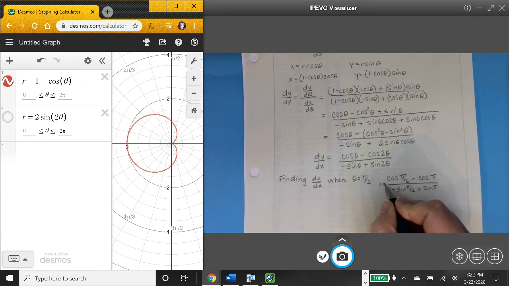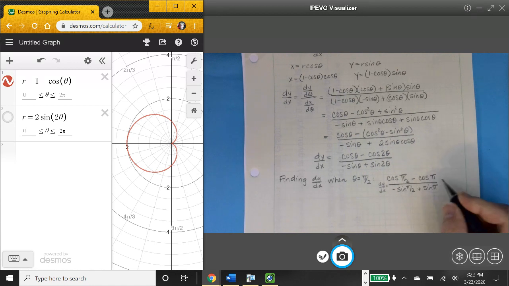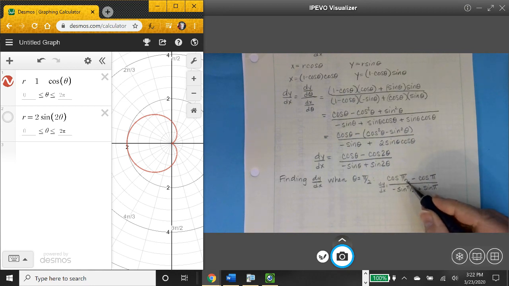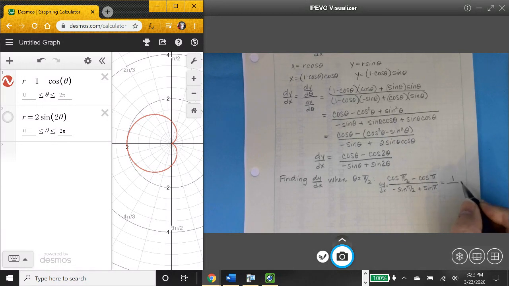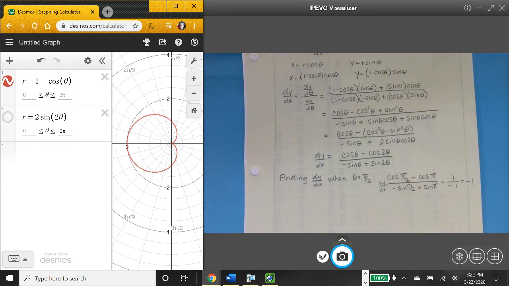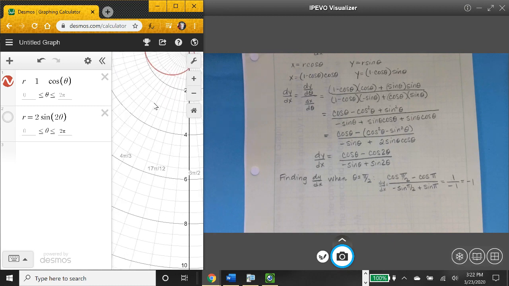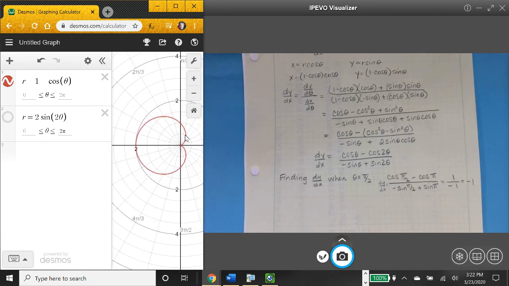Okay, this would be dy dx equals, all right, and the cosine of pi over 2, thankfully, is 0. And then this turns out to be 1 here over, the sine of pi over 2 is 1, so this is negative 1 because the sine of pi is 0. So the slope is negative 1. Well, it looks like the slope of the tangent line here would be negative 1.